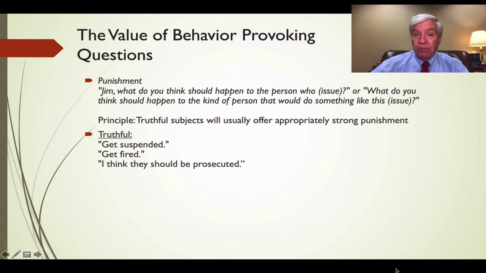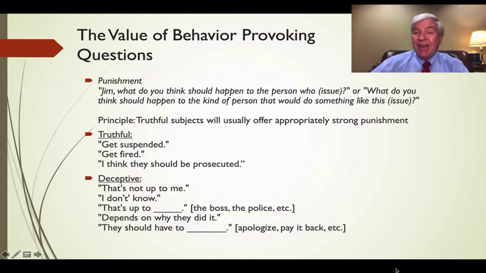The deceptive person, of course, is thinking about themselves. So their answers oftentimes are evasive or rather soft with respect to punishment. Gosh, that's not up to me. I don't know. I suppose that's up to the boss. I suppose that's up to law enforcement. Well, I guess it depends on why they did it. I suppose they should have to apologize. They should have to pay it back. They should have to pay a fine.